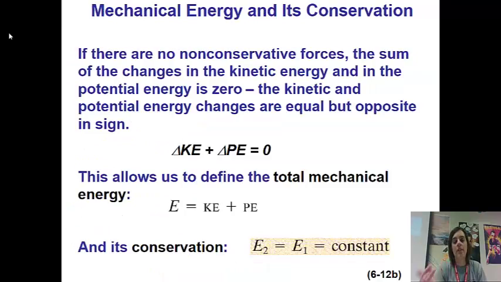Okay? If you don't have any non-conservative forces, so you're in a frictionless system or air resistance is negligible, something like that, then your energies are going to be constant. So your total initial energy is going to equal your total final energy.